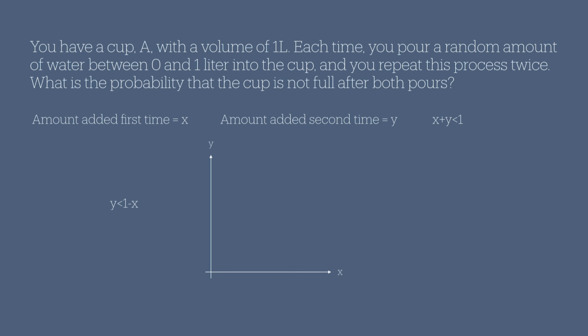Hence, the boundary is simply the line y equals 1 minus x, and the probability is the area under this line. Using the area formula of a triangle, which is 1/2 times the base times the height, we find that the probability equals 1/2. Now, let's consider a more challenging question. What is the probability that the cup is not full after n pours?